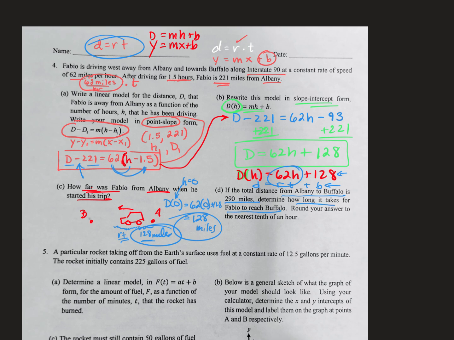How long does it take him to reach Buffalo? Well, in this case, they're saying, hey, the D of what H value gives you 290, the total distance. And so this is that function notation that you had in the earlier stuff we were talking about. This is an output value here. And so we take the equation for the function and we say, hey, when do you equal 290? Because that would be the whole distance. And just solve that and figure out your H. So subtract your 128. I'll let you finish out that math.